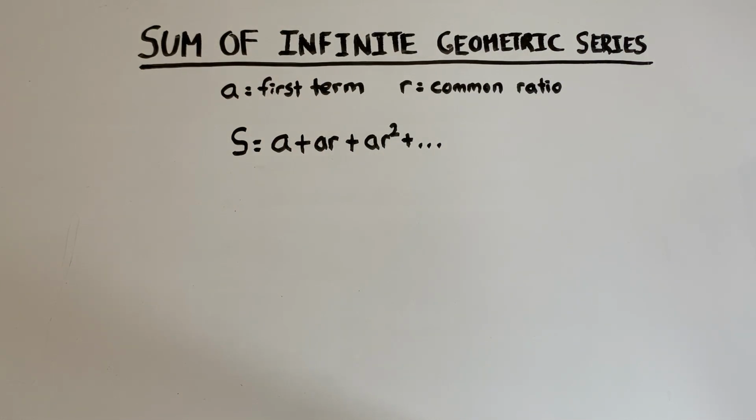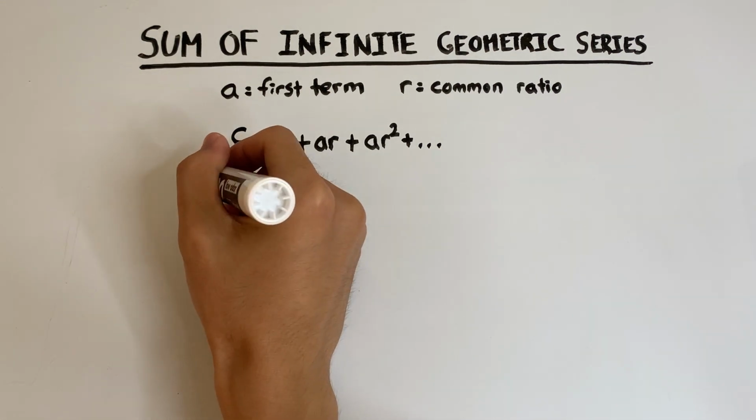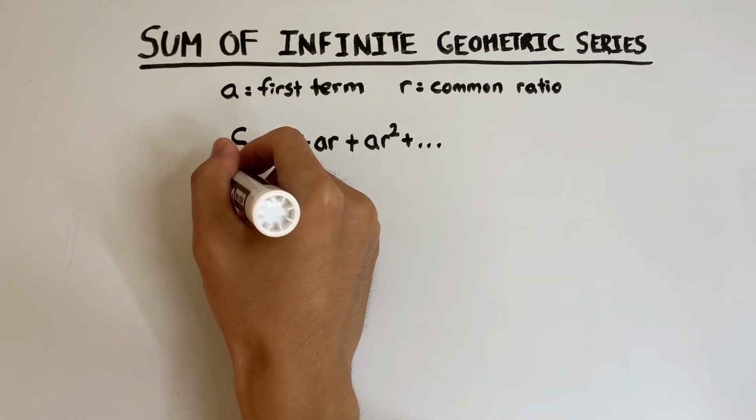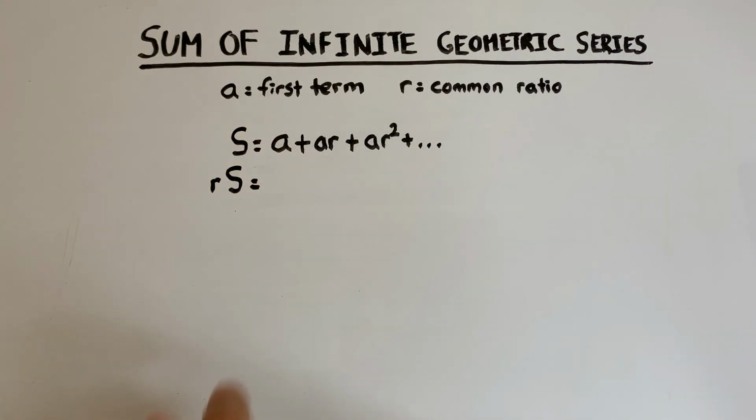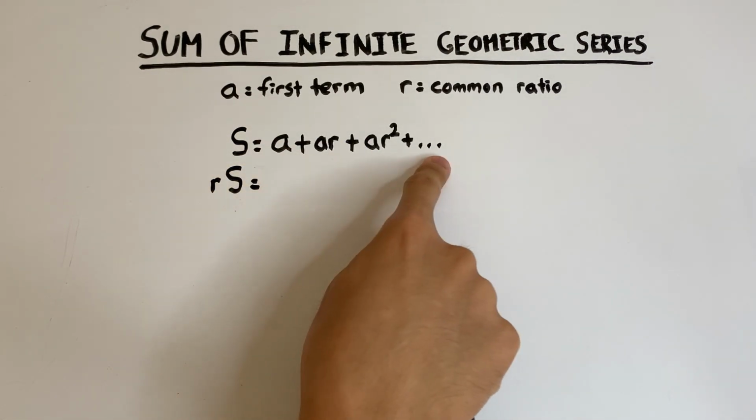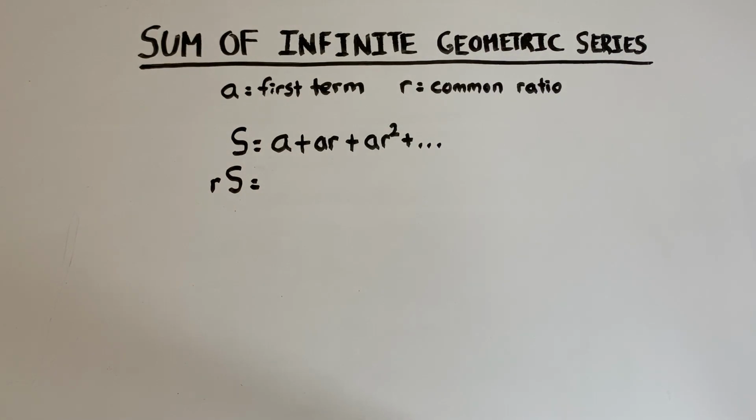So now we're going to introduce a new series. But what should this new series be? Well, the new series that we're going to bring in is going to be our original series multiplied by the common ratio. So that would be r times S. Because when we do this, we're going to be taking each term in our initial series and multiplying it by r. And when we do that, we're going to get a new series with many terms in common with our initial series.